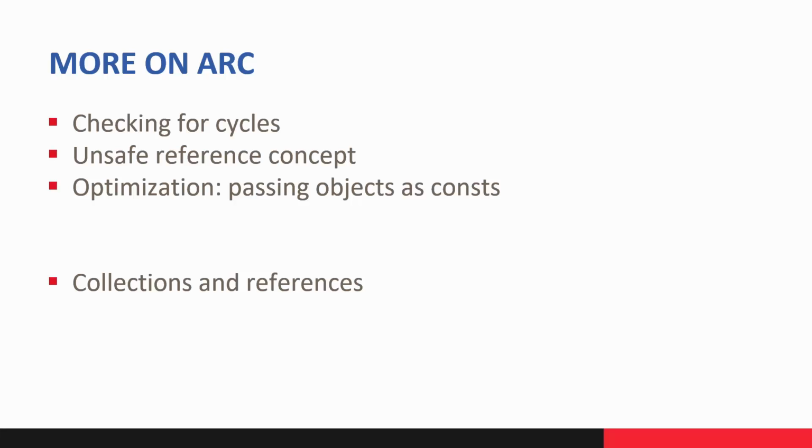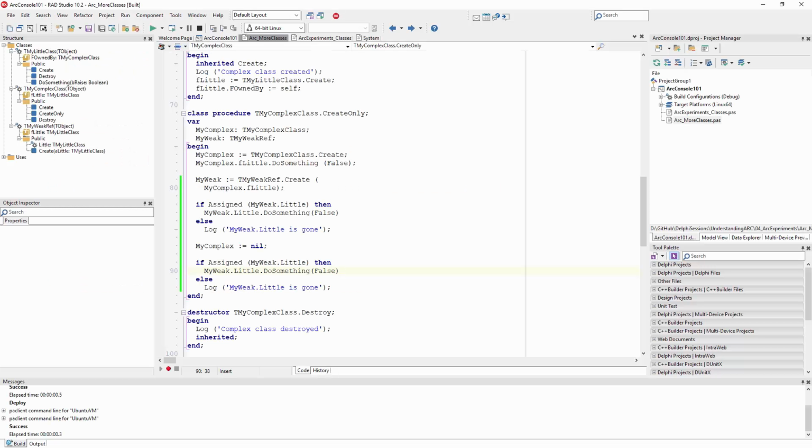Finally, in terms of optimizations, notice that passing an object as constant has the same effect as passing strings as constant, meaning the increase-decrease of the reference count does not happen when you are passing an object as constant. It does happen if you're passing the objects as a regular parameter. And I want to have some consideration about collections. But let's get to some more demos first.